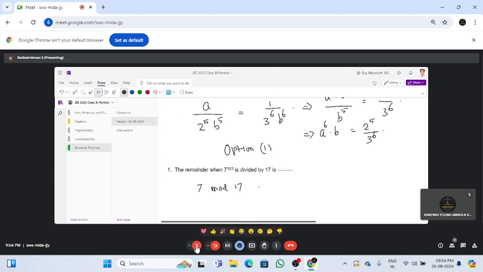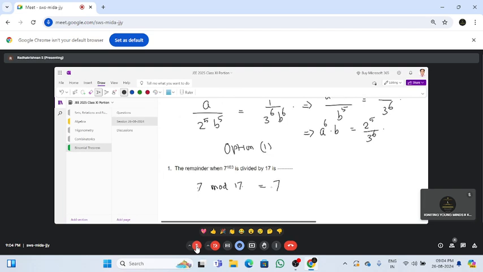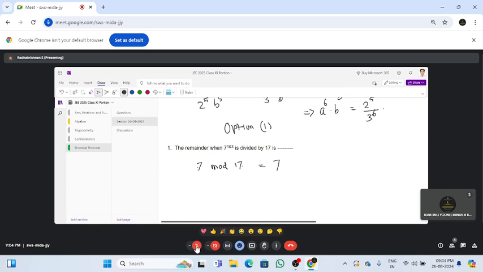7 mod 17 equal to, that is, what is the remainder when 7 is divided by 17? When you divide 7 by 17, the quotient is 0 and the remainder is 7. This is very easy. This is the first thing you have to write. So 7 mod 17 equal to 7. So now we keep on expanding.